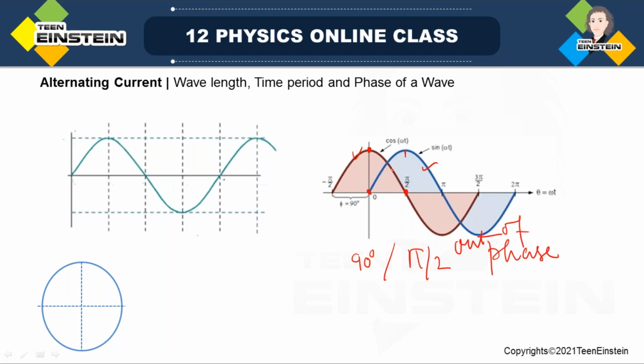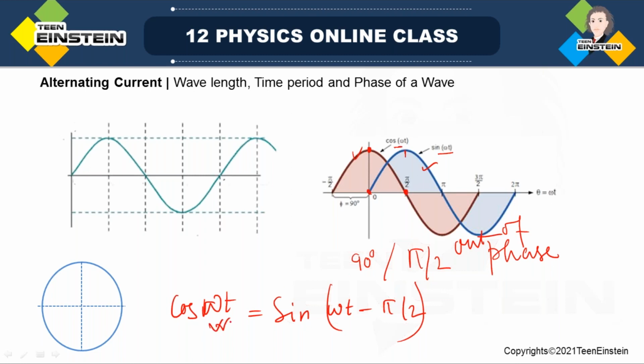So the cosine is actually starting from minus pi by 2. You can think of that. So if this is sin omega t, this is cos omega t, obviously. And cos omega t can be written as sin omega t minus pi by 2. Okay, so this is what we can write.